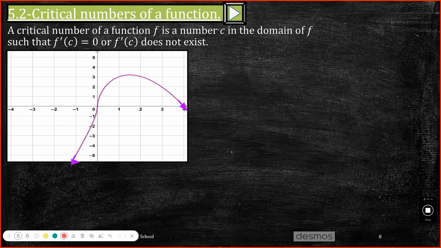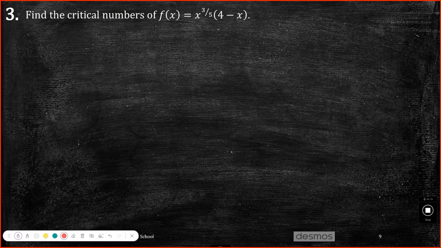All right. So now we are going to find the critical points, or the critical numbers, of this function here. What are we going to do? Is this the product rule? Yes or no? Product rule. All right, let's go. Let's do it.